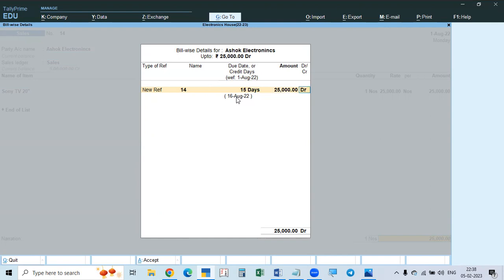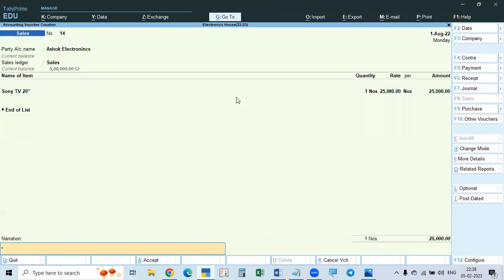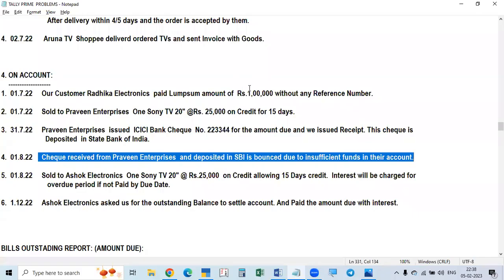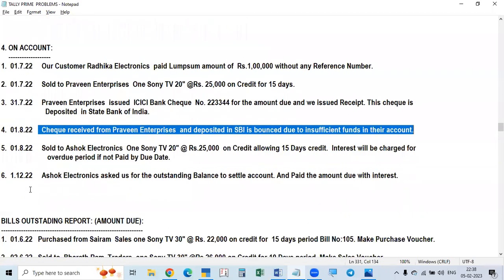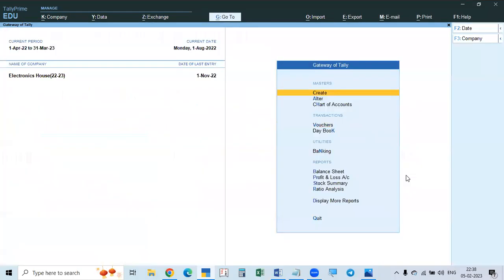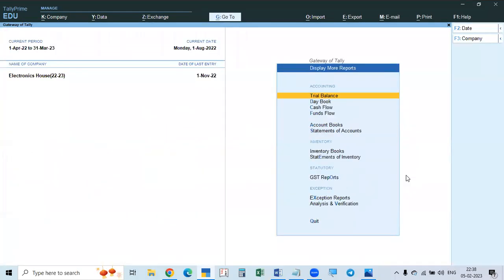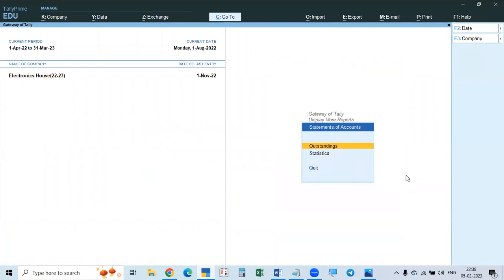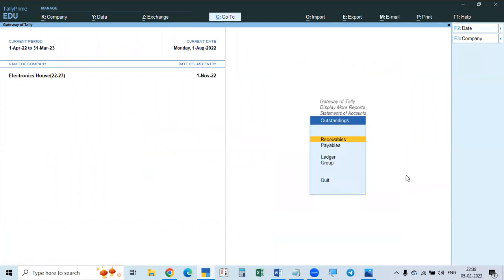So for 15 days, we sold the goods. Now what happened then? We sold the goods, interest will be charged. On 1st December, Ashok Electronics asked us for the outstanding balance to settle the account. What is the amount payable to you? So how will we find out? We will go to the ledger or the outstanding report. Display more reports, statement of account, outstanding, and here receivables. Now, we will go to the ledger, the particular person only, not receivables, where all the ledgers will be shown.